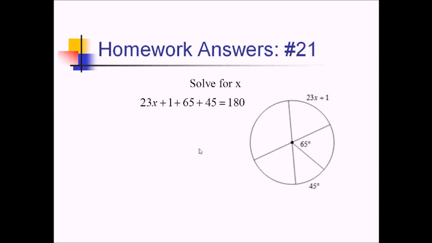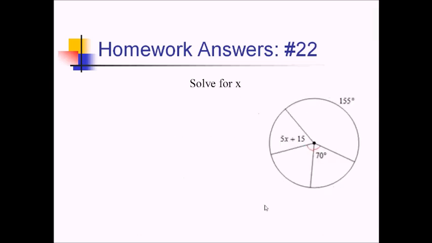So setting them equal to 180, combining like terms, we've got 23x plus, let's see, 66 plus 45 is going to be 111. Subtracting 111 from both sides, that's 69. And dividing by 23, we get x equals 3.